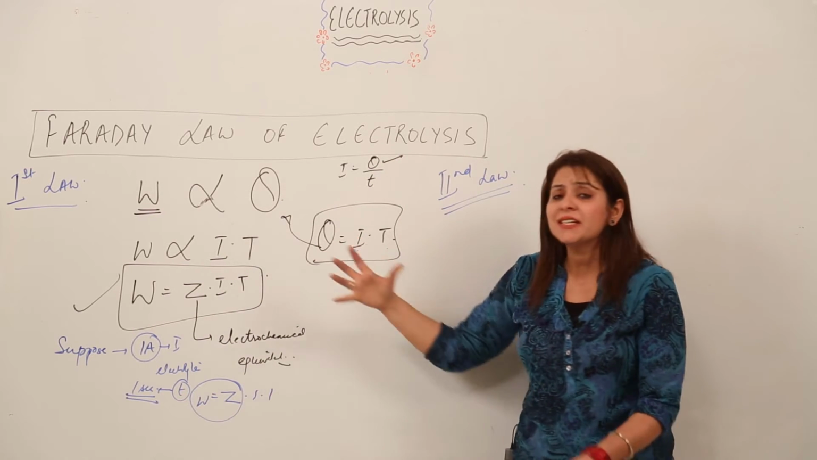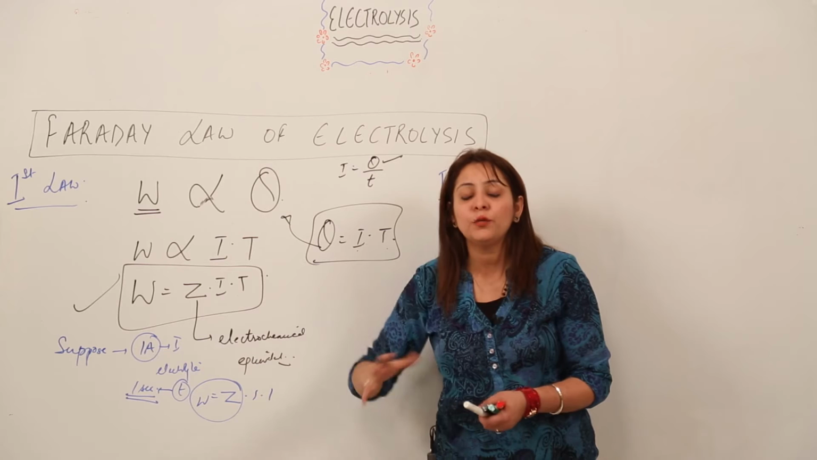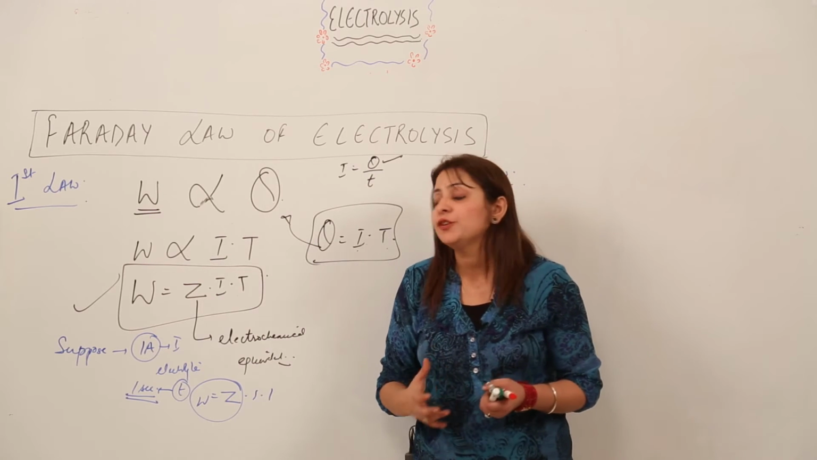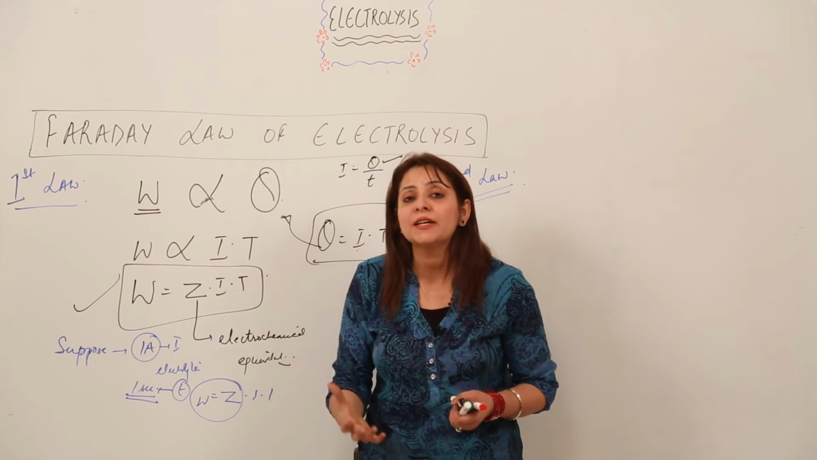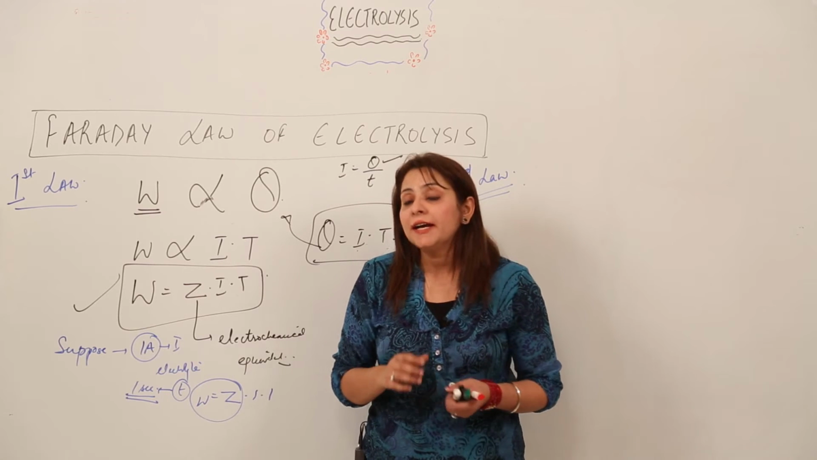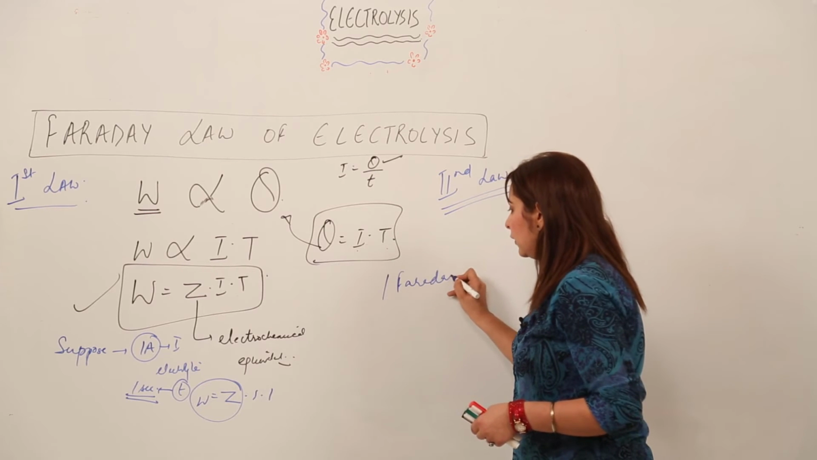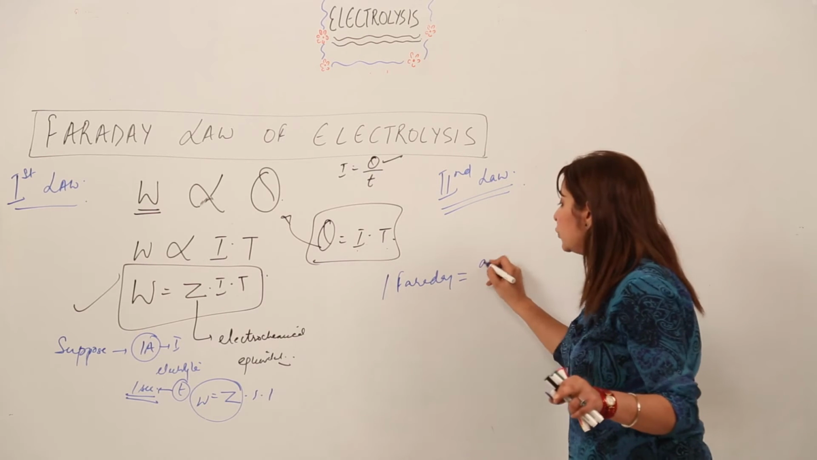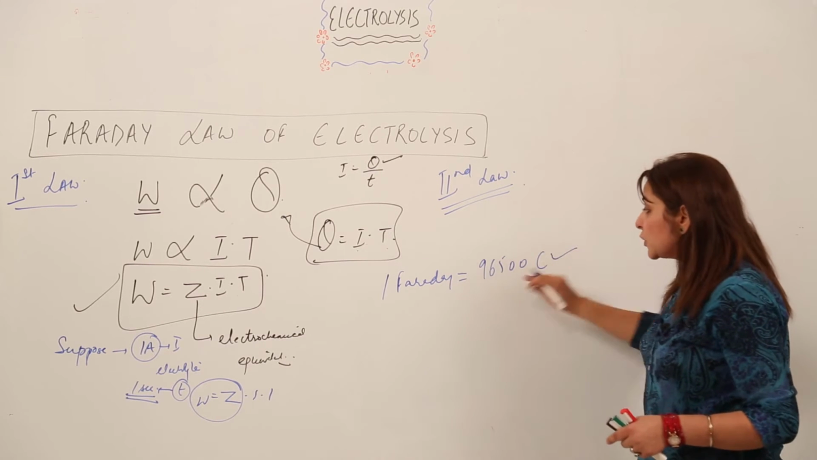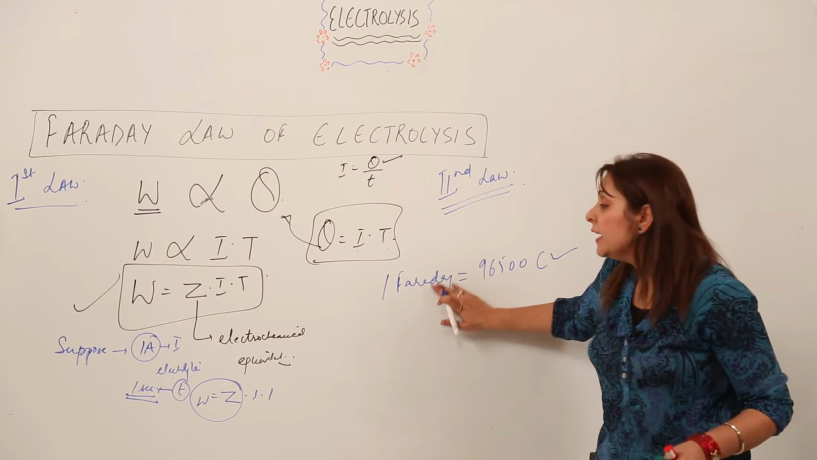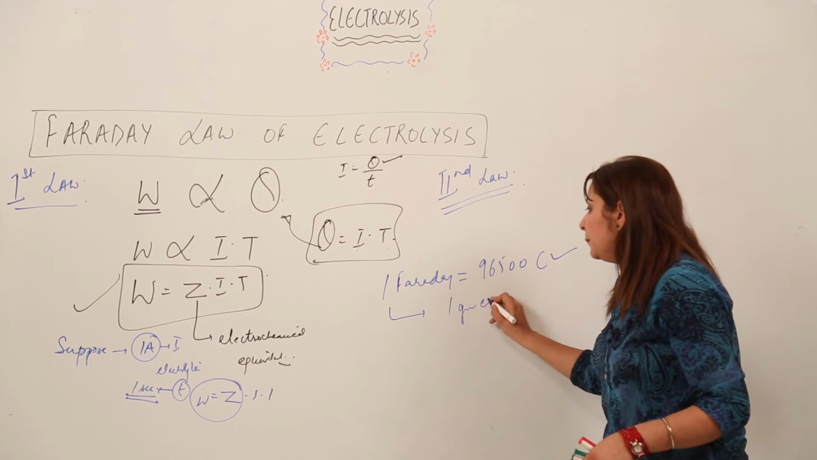Now, what is the significance of this law? What information do we get? It gives the amount of substance we get as a result of electrolysis. When 1 Faraday of electricity is passed, what is 1 Faraday? It is equal to the charge of 96500 coulomb. So when this much electricity is passed through an electrolyte, it leads to the deposition of weight of the substance equal to 1 gram equivalent.